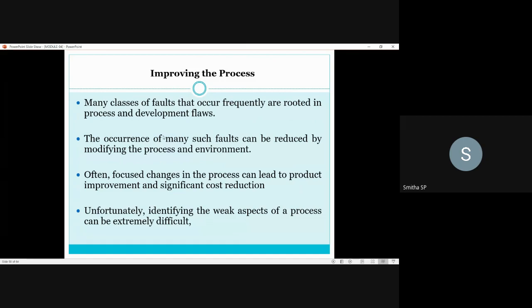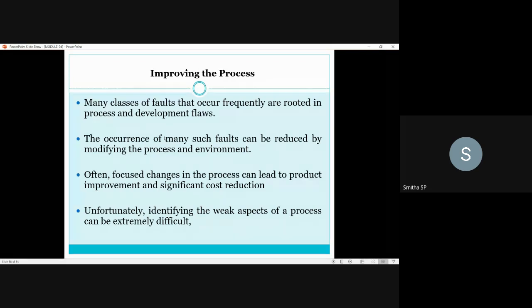Next is improving the process. So far we have discussed the scenarios of faults you may come across, and now improving the process is related. Many classes of faults that occur frequently are rooted in the process and development flaws. Whatever faults you identify, those classes of faults are rooted in the process itself. That is the main process you will be incorporating. So in that process and in the development flaws, you can identify these different classes of faults.